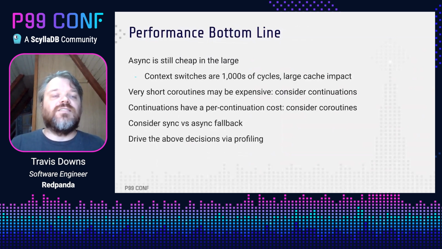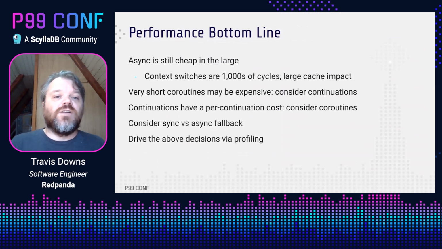So what's the bottom line? Async is still cheap in the large. We're talking about 200 cycles here and saying that's too slow. But context switches are thousands of cycles and have other knock-on impacts on the cache. So it's still generally going to be much faster than a threaded model.